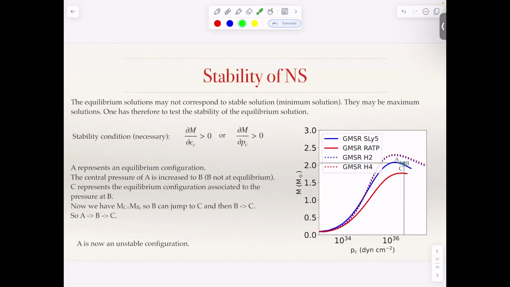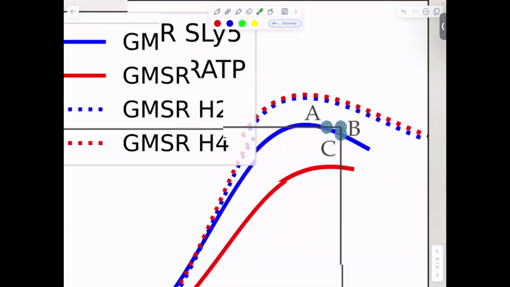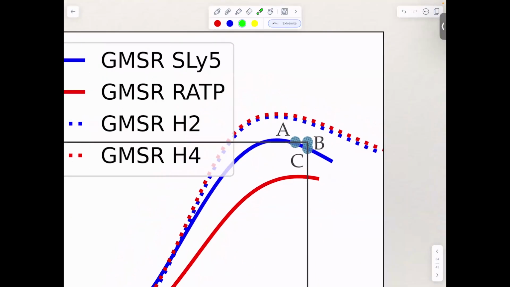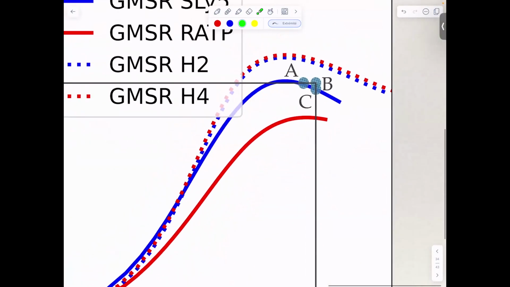Now assume that I'm there. Okay, so I am in the region where my mass decreases as a function of the internal pressure. Again, I do the same. I go from A to B. In B, I have a larger pressure. I look at what is the stable configuration for the same pressure, which is in B. And then I'm in C, and you see that in C, now the mass is smaller. So you can access this system.